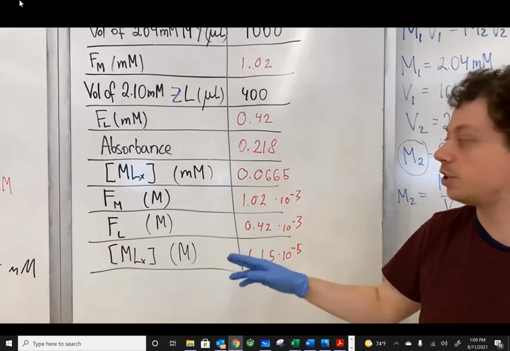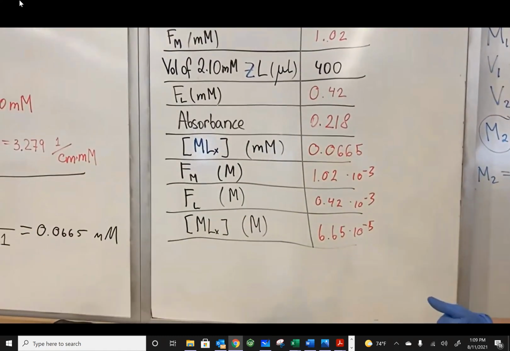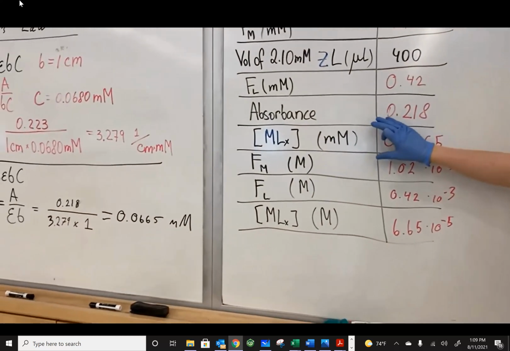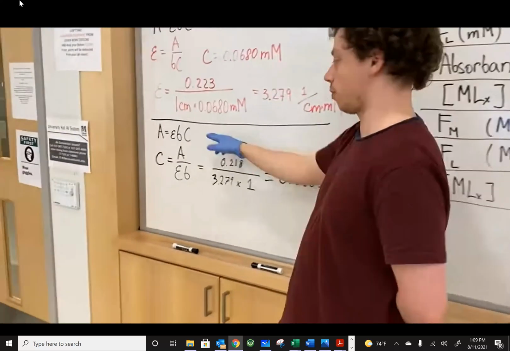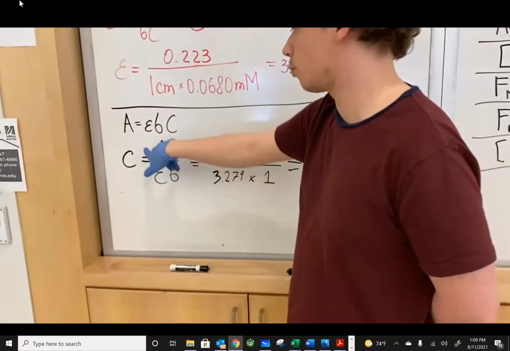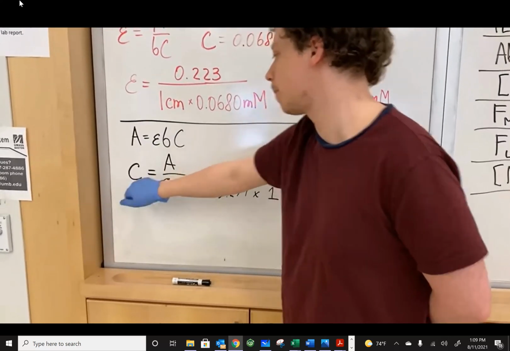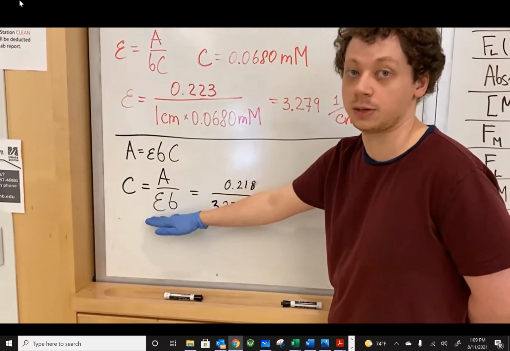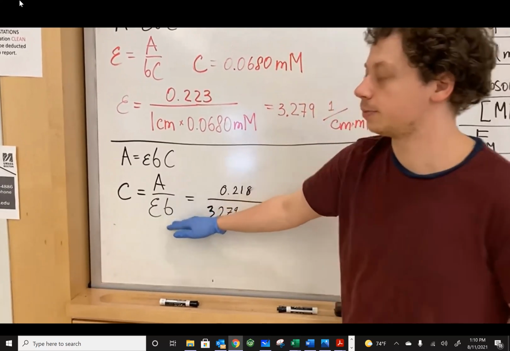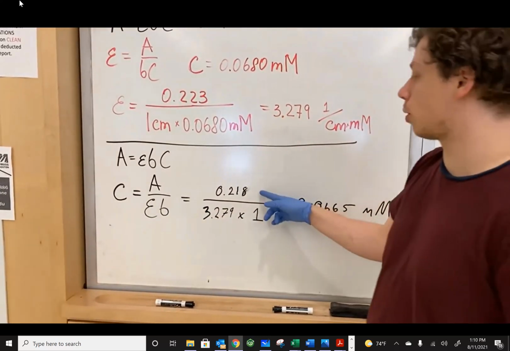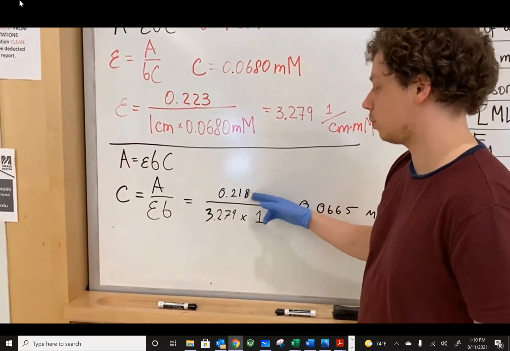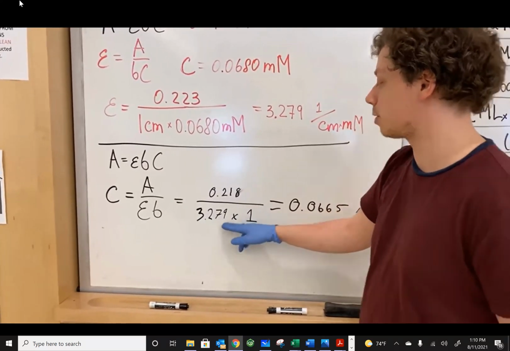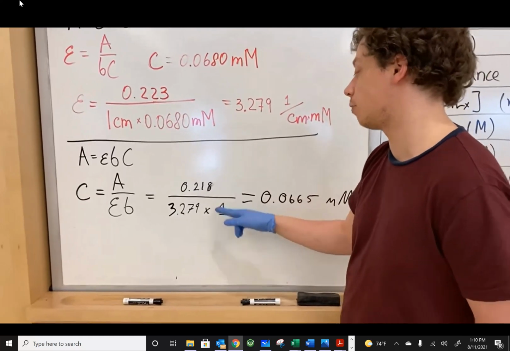Now, once you have the absorbance, we know our epsilon from our standard, so we can calculate our MLx concentration in the test tube. The way we do that is we return to our Beer's law. We rearrange Beer's law to solve for concentration C. And to do that, we have absorbance divided by our molar extinction coefficient, epsilon, that we determined earlier, times b, our path length. Filling in our numbers, if we use an absorbance of 0.218, we divide by our molar extinction coefficient of 3.279, and we multiply that extinction coefficient times the path length of 1.